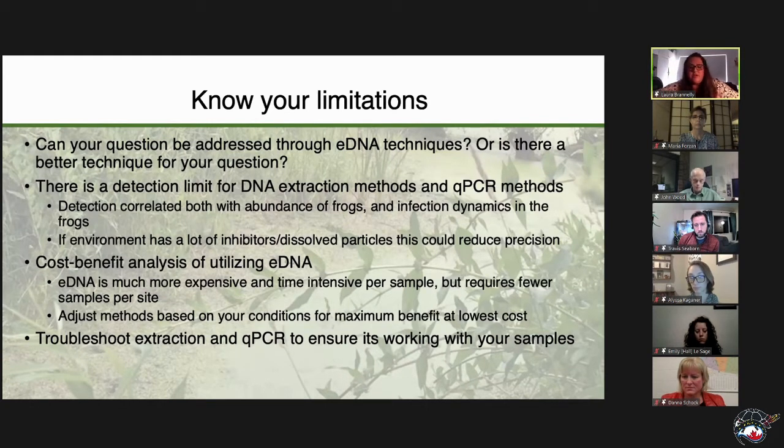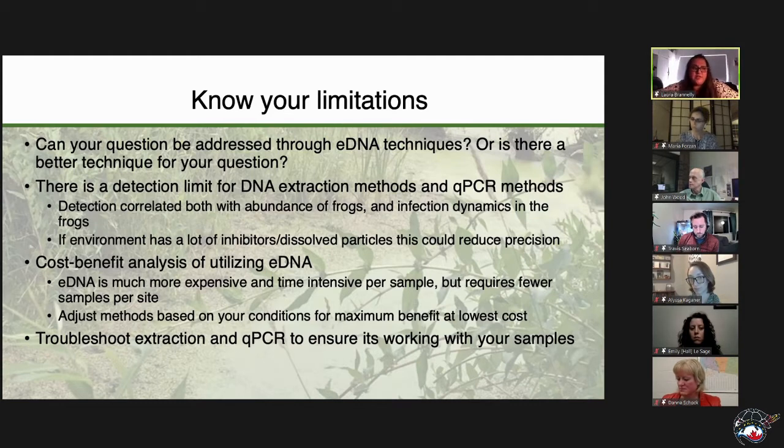So depending on what kits you're using for both of these sample types, eDNA could be much cheaper. It also might be kind of a wash. They might just be equivalent in terms of time and expense. And you can adjust your methods based on your particular conditions for the maximum benefit at the lowest cost. So if you have water that's beautiful and clear, you may not have to do expensive extraction methods to get the same results.